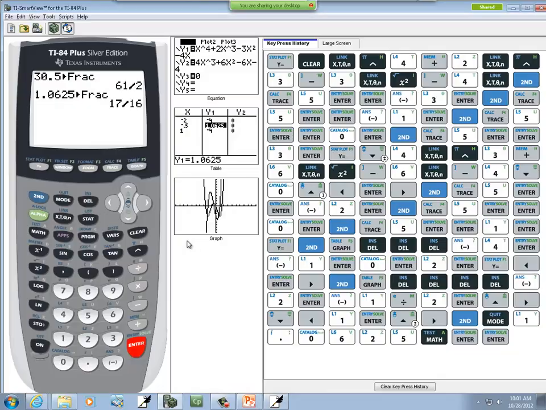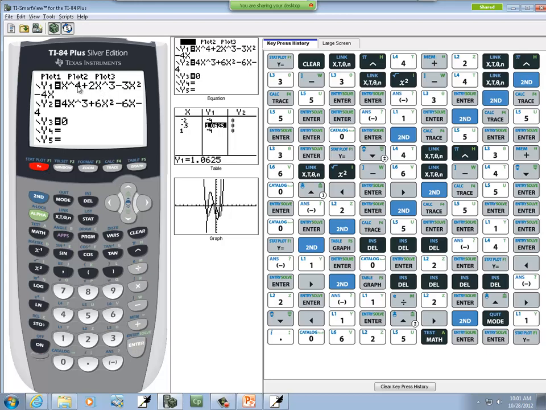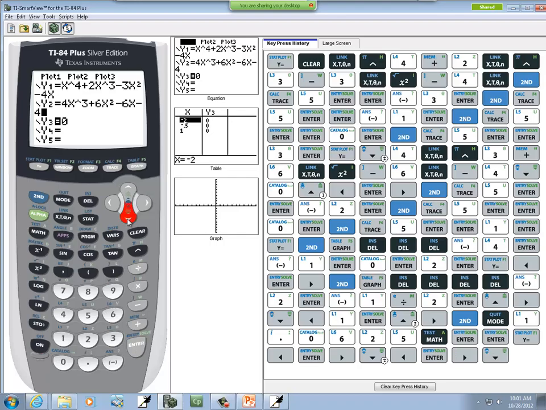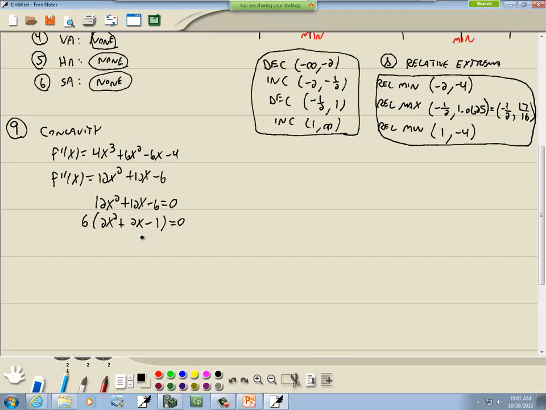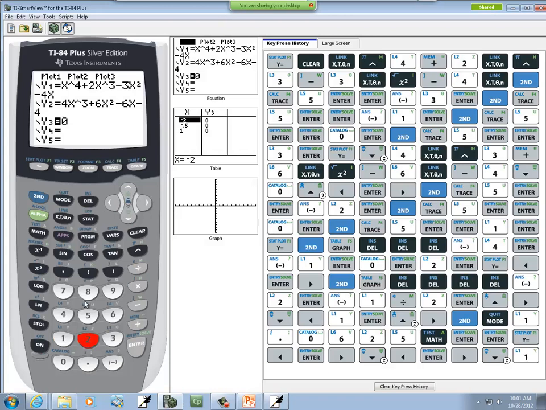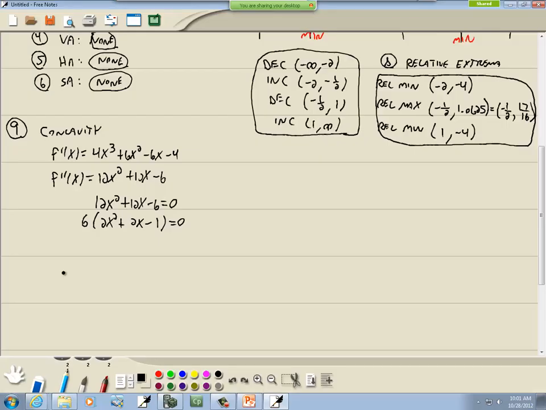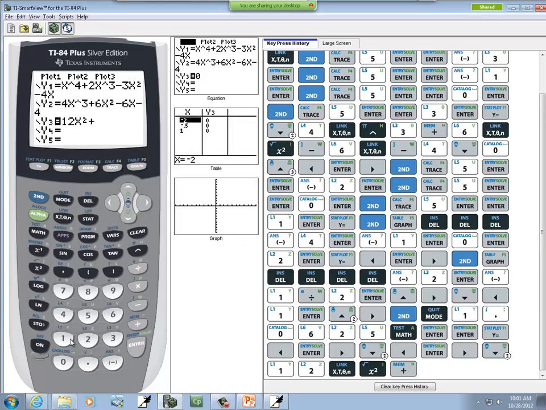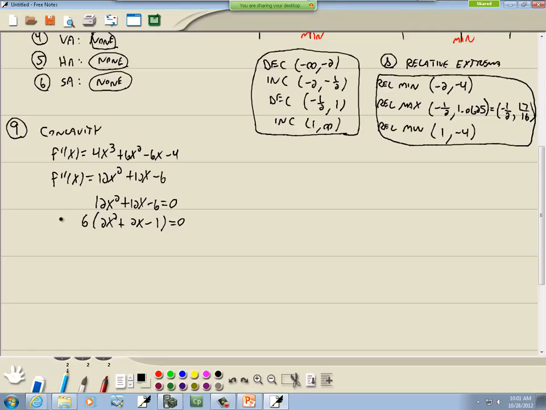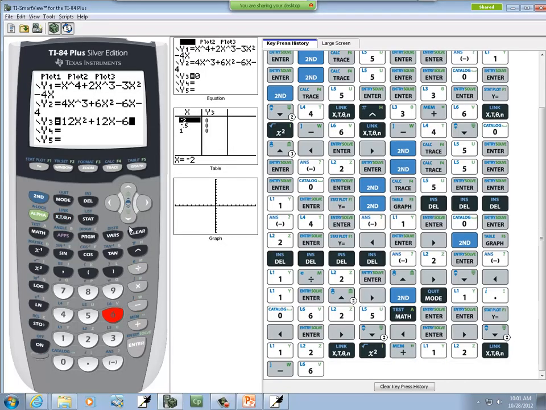Okay, so I'm going to come here and press my y equals. Remember I have this on y1. I'm going to turn it off, so put my cursor on the equals, press enter one time. Y2 is where I had my first derivative, so I'll press enter on that, turn that off. In y3, I'll put my second derivative, so I got 12x squared plus 12x minus 6. And I want to put 0 on y4.